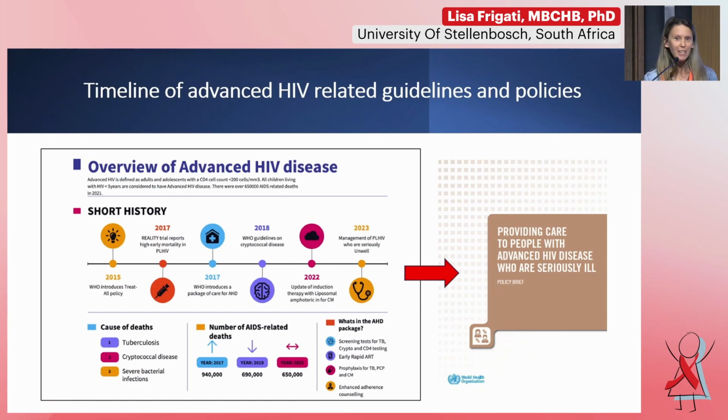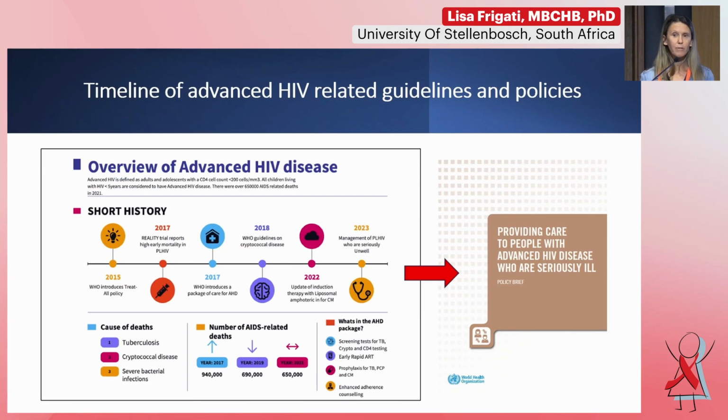Okay, so I'm briefly going to talk now about the timeline of advanced HIV-related guidelines and policies. And it was only actually in 2015 that we decided to treat everyone with HIV. It seems like we've been doing this forever, but it was only 2015. And yet still, after WHO recommended this, we found that people were still presenting late, either severely ill or with low CD4 counts. And this led to some trials, the REALITY trial and the REMSTART trial, which informed WHO guidance in 2017 when they brought out their advanced HIV guidelines.